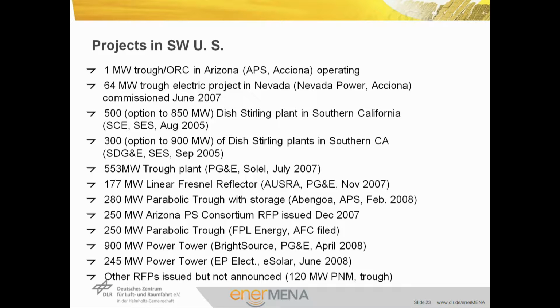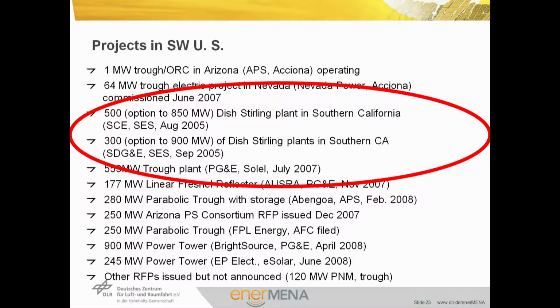On this slide, you can see a list of projects that are approved in the southwest of the US. Here you can see 2 big projects that were acquired by Tessera Solar to be built with the Stirling system. Altogether, 1.5 gigawatts of the Stirling system were planned in the southwest of the US. But the company first sold their big projects, and finally, at the end of 2010, both companies disappeared because of bankruptcy.